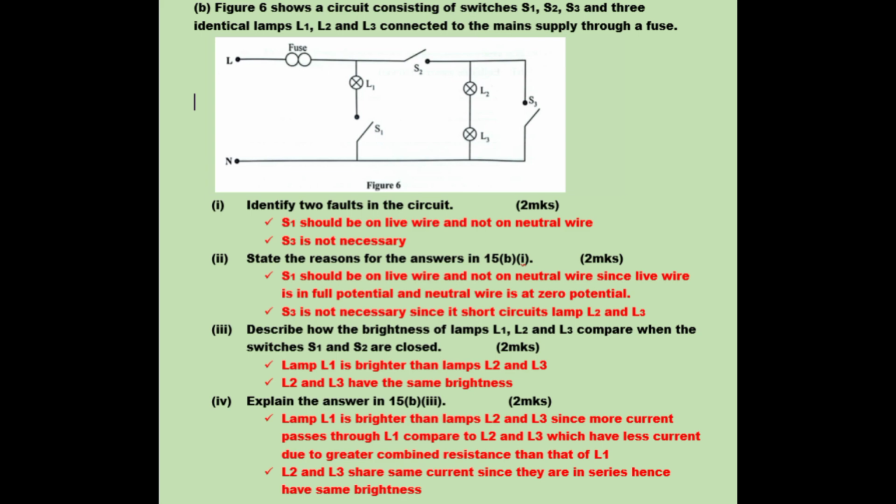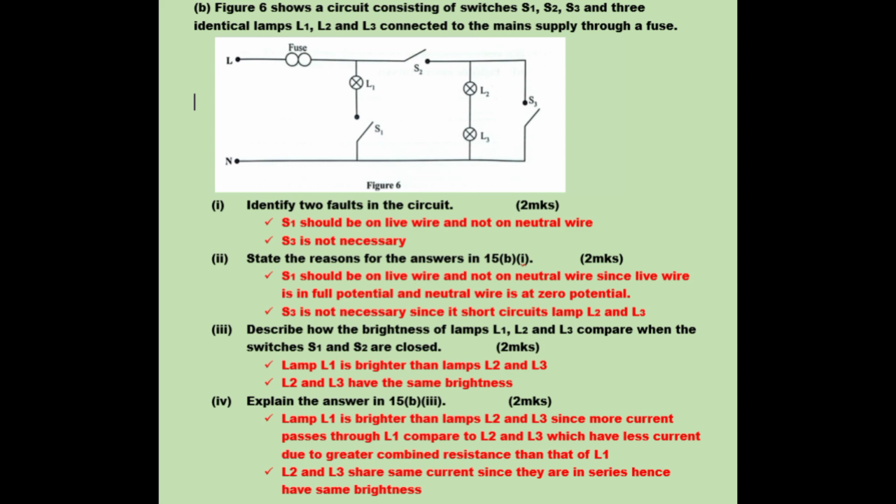Describe how the brightness of lamps L1, L2, and L3 compare when the switches S1 and S2 are closed. When you close S1 and S2, you realize that lamp L1 is brighter than lamps L2 and L3. If you look at the path of the current from live through the fuse, there is a junction. One branch passes through L1, the other passes through L2 and L3.